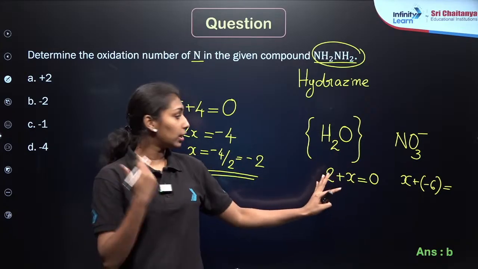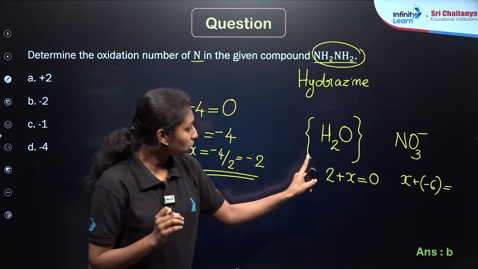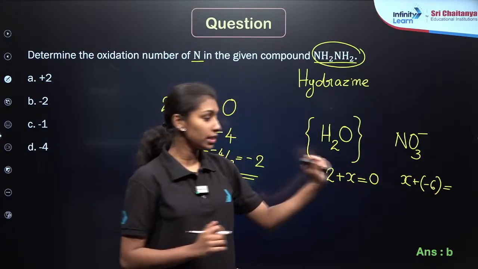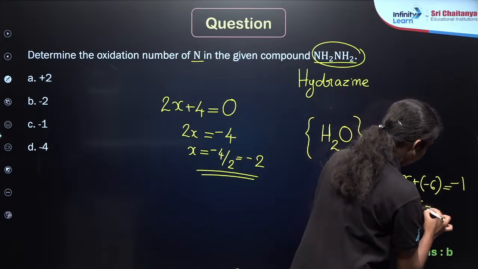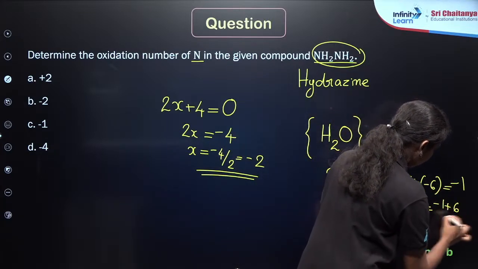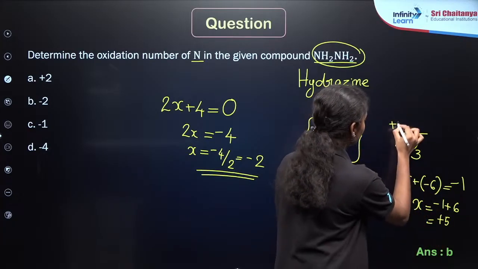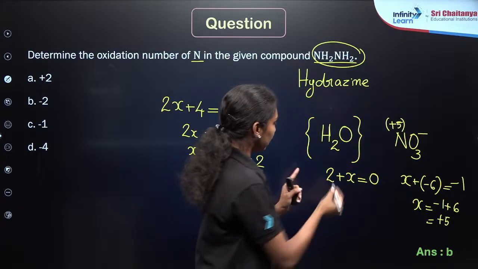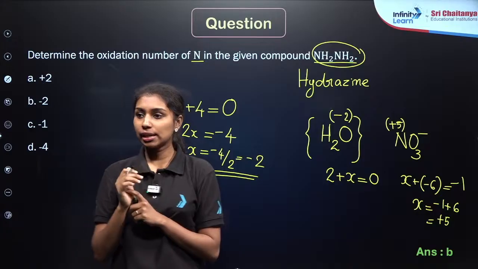In the case of oxygen, it will be -2 in almost all cases. So what will be the charge given here? It will be -1, right? So if you are taking here, plus Y will be the oxidation number of nitrogen, then minus 2 will be the oxidation number of oxygen in the case of water. Is that clear?